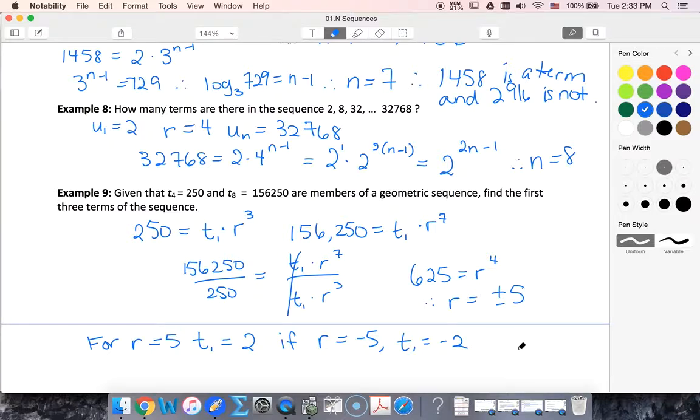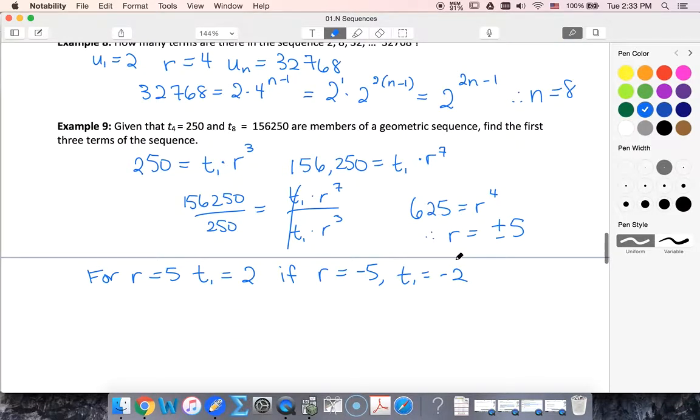All of my even terms would be positive. All of my odd terms would be negative in this case. So let's list our first 3 terms. We would have 2, 10, 50, or negative 2, positive 10, negative 50. So 2 possible answers for this one. Be careful with even exponents.